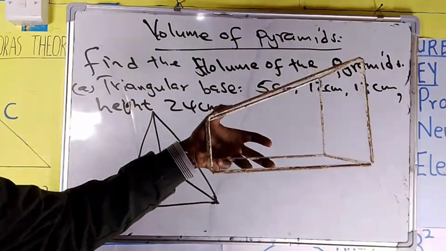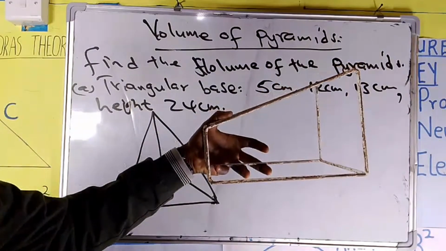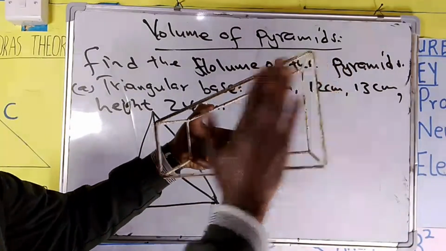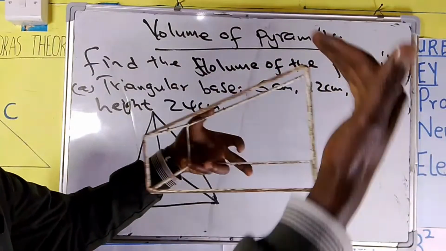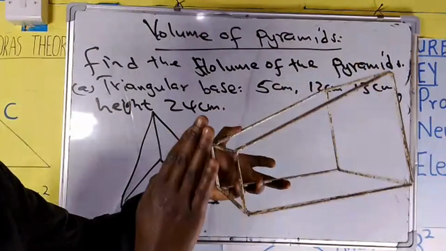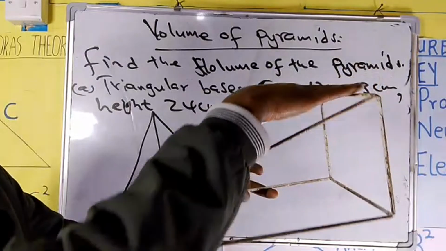And we said that for us to determine the volume of such, it was the cross section area, which was the trapezium, multiplied by the length. The cross section area multiplied by the length.